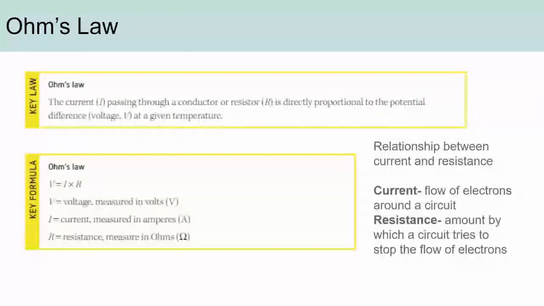First we're going to be looking at Ohm's law. Ohm's law is the idea that current, which we're going to look at as I, passing through a conductor or a resistor, R, is directly proportional to the potential difference, or the voltage, at a given temperature. So really we're looking at the relationship between current and resistance. Current, just a reminder, is the flow of electrons around the circuit, and resistance is the amount by which a circuit tries to stop the flow of electrons. So we can see here that V equals I times R.